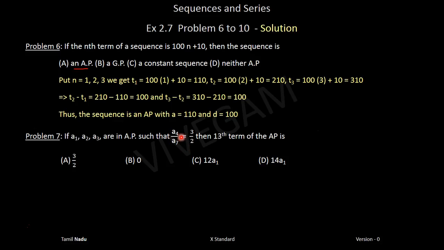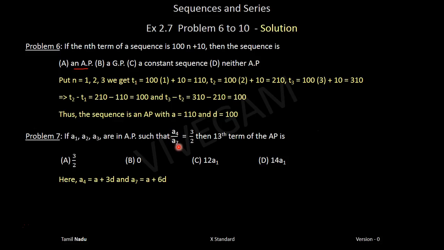So A4 will be A plus 4 minus 1 into D, that is A plus 3D. A7 will be A plus 7 minus 1, that is 6D. So the fourth term is A plus 3D and the seventh term is A plus 6D. Please remember the formula, nth term is A plus n minus 1 into D. So this is the seventh term, right? So 7 minus 1, that is 6D. Fourth term means it will be 4 minus 1, that is 3D. So A4 is A plus 3D, A7 is A plus 6D.